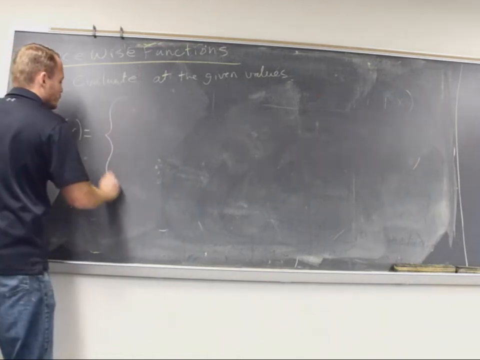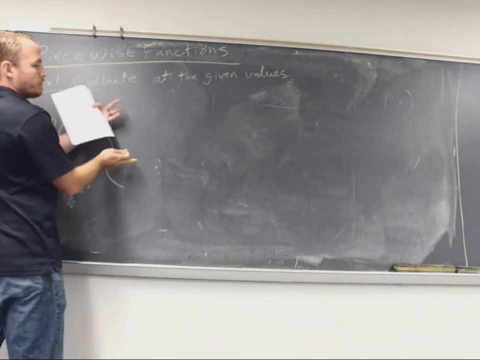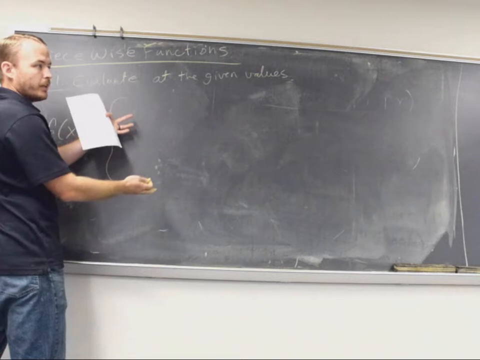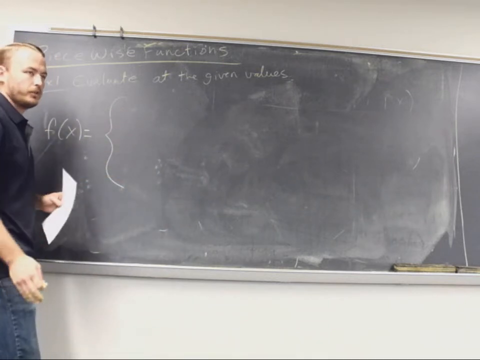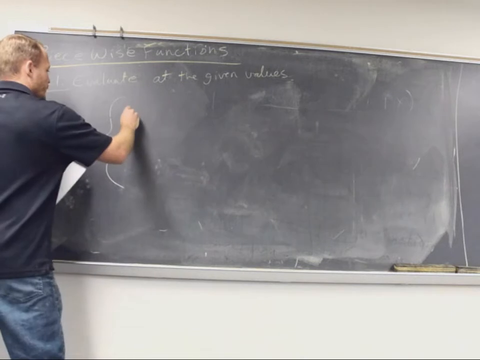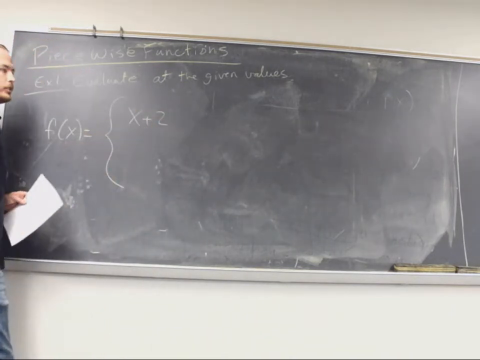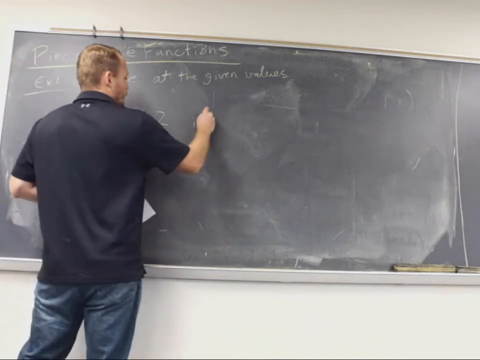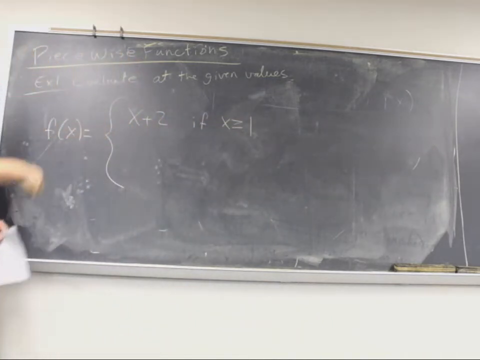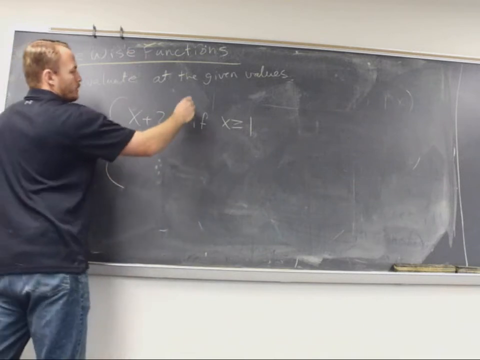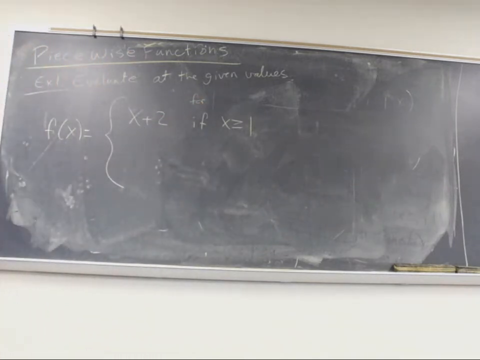So you just start with a big squiggly bracket, and now I'm going to have two functions or three functions and so on, and I use those functions based on whatever x values I'm given. So let me just show you. Let's say f of x is equal to x plus 2 if x is greater than or equal to 1. Instead of "if," you might see the word "for." It just depends, I guess.